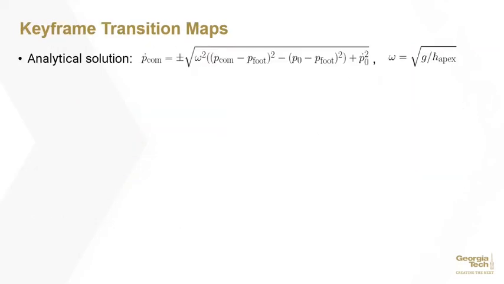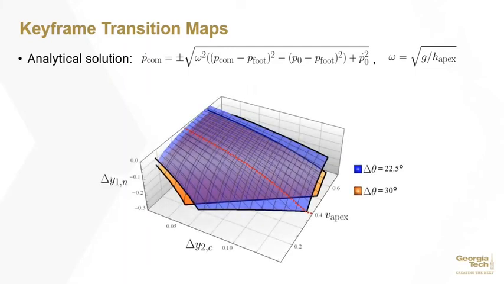To guarantee tracking, we sample different keyframe transition maps. The reduced order model admits an analytical solution as shown. We use this solution to sample different keyframe transitions and inspect their viability. This is an example of keyframe transition sampling. We sample two steering walking transitions with two different heading angle changes. From this figure, it is clear that the smaller heading change would allow a wider range of apex velocities and relative lateral foot positions. We use such samplings to build a locomotion keyframe policy.